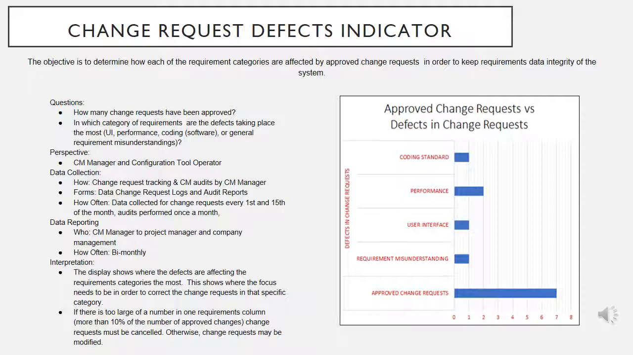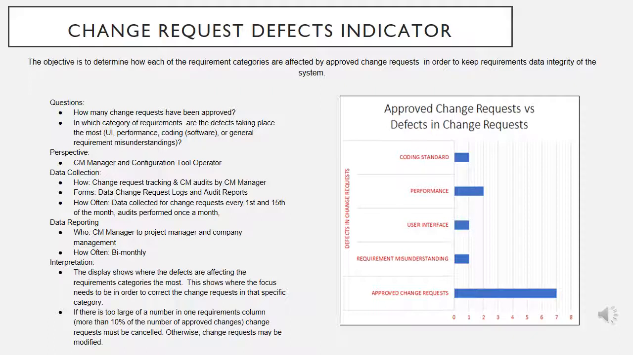The objective of a change request effects indicator is to determine how each of the requirements categories are affected by approved change requests in order to keep requirements data integrity of the system. This will help you answer how many change requests has been approved and in which category of requirements are the effects taking place the most: performance, coding, or general requirements.